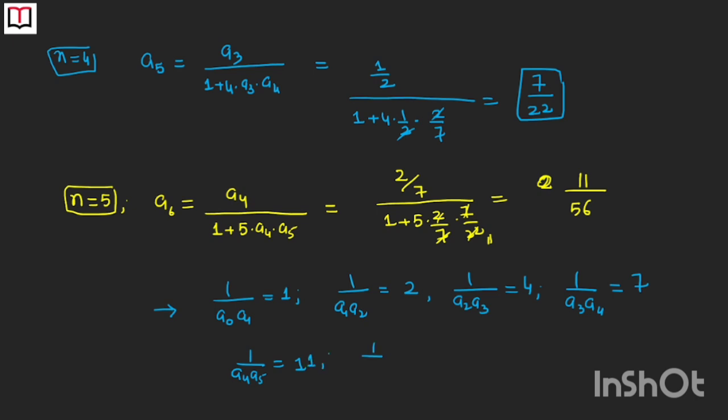And maybe one more, since we have found it. 1 by a5 into a6: 22 by 7 into 56 by 11. So 11, 2, and then this is 16. Now look at the pattern. I think you got the idea. The numbers are 1, 2, 4, 7, 11, 16. Which sequence are we heading towards? We are heading towards a sequence where the differences of consecutive terms form a simple AP.